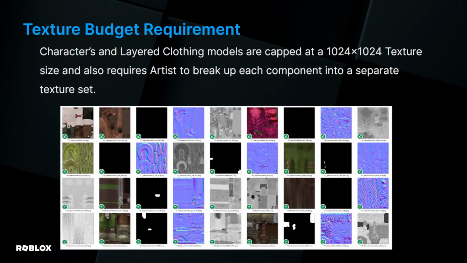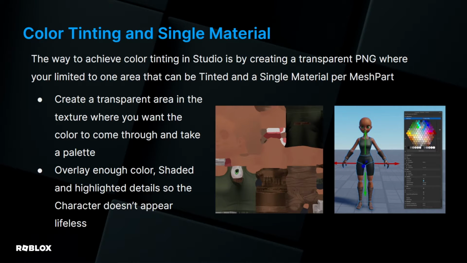Texture budget requirements. Characters and layered clothing are capped at a 1024 by 1024 texture size and also require the artist to break up each component into a separate texture set, which our avatar system requires. Color tinting in single material. Color tinting is the process of adding transparency to your textures, making the base color of your mesh visible. This is most commonly used for skin tones.